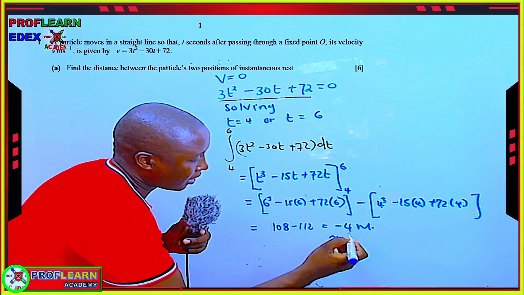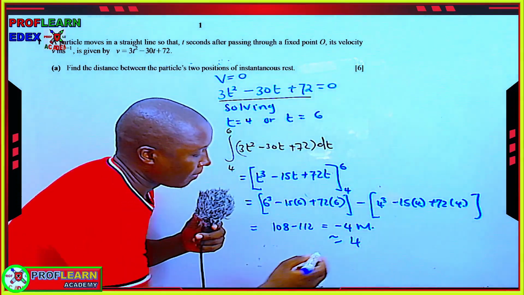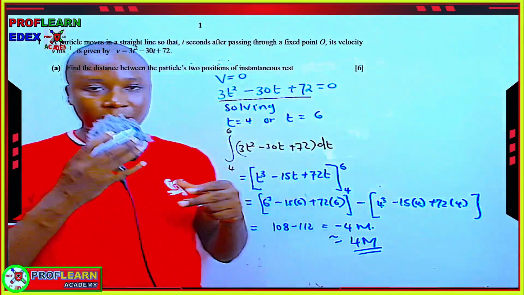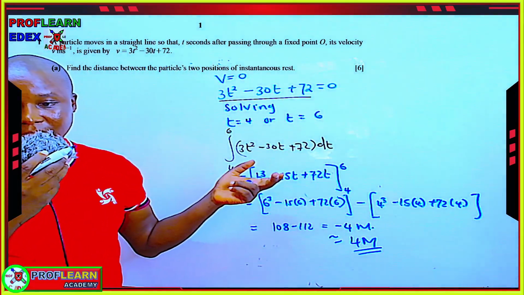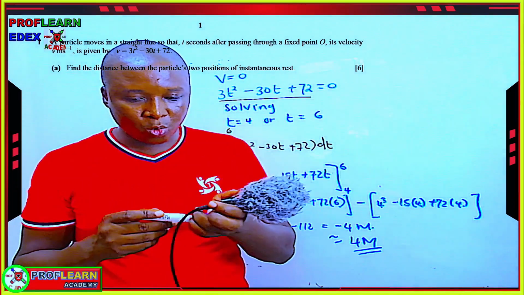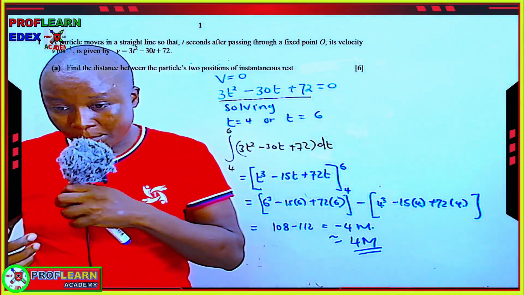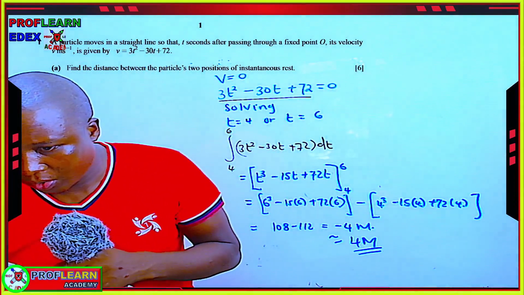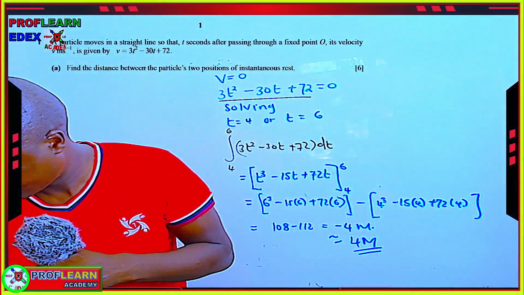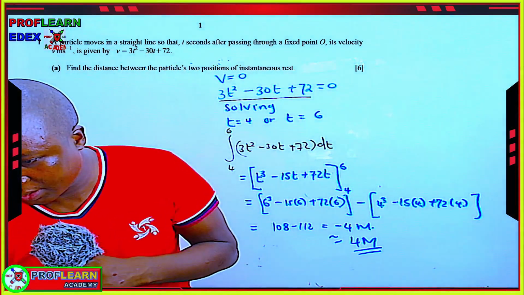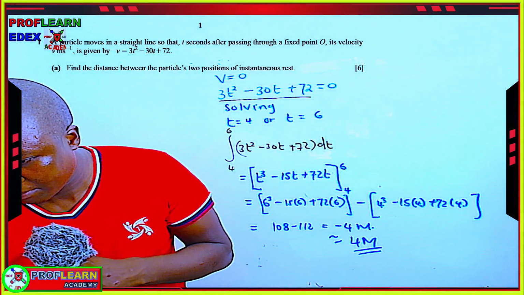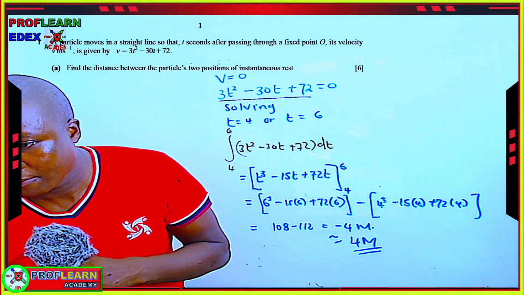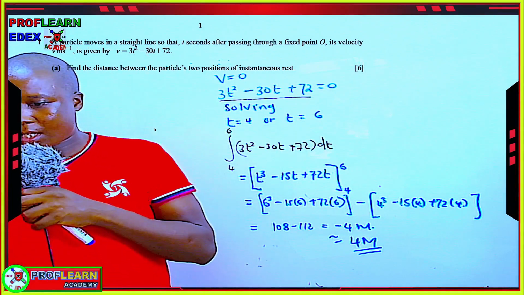But now we are going to take the absolute value because we are talking of distance. So this is going to be 4 meters. Basically, that's what you're supposed to do when you are given a question like this, where you're supposed to work out distance, and basically this is questions to do with kinematics. We need to move further.